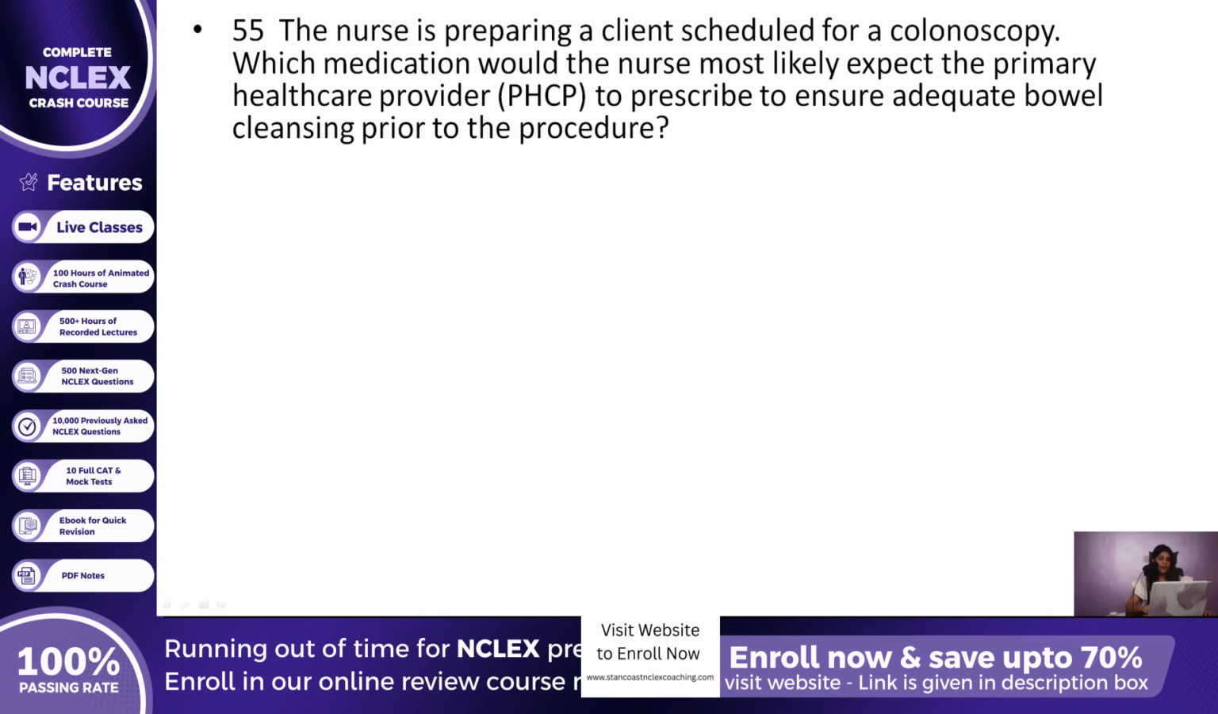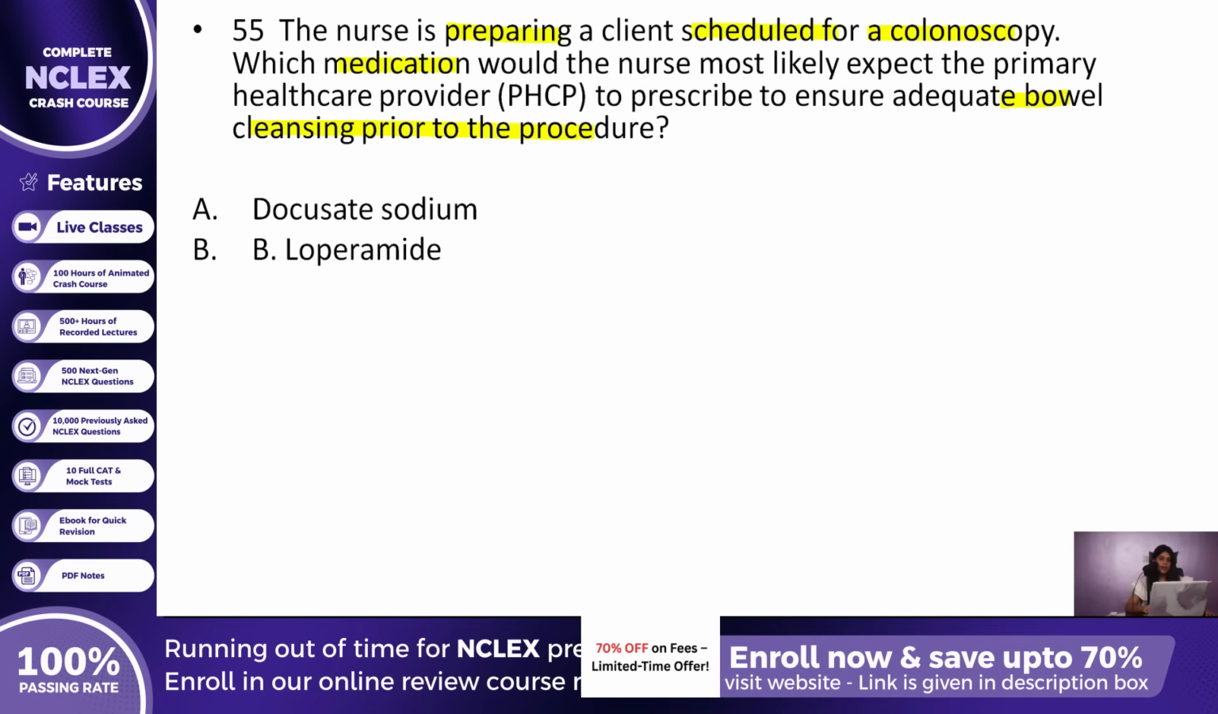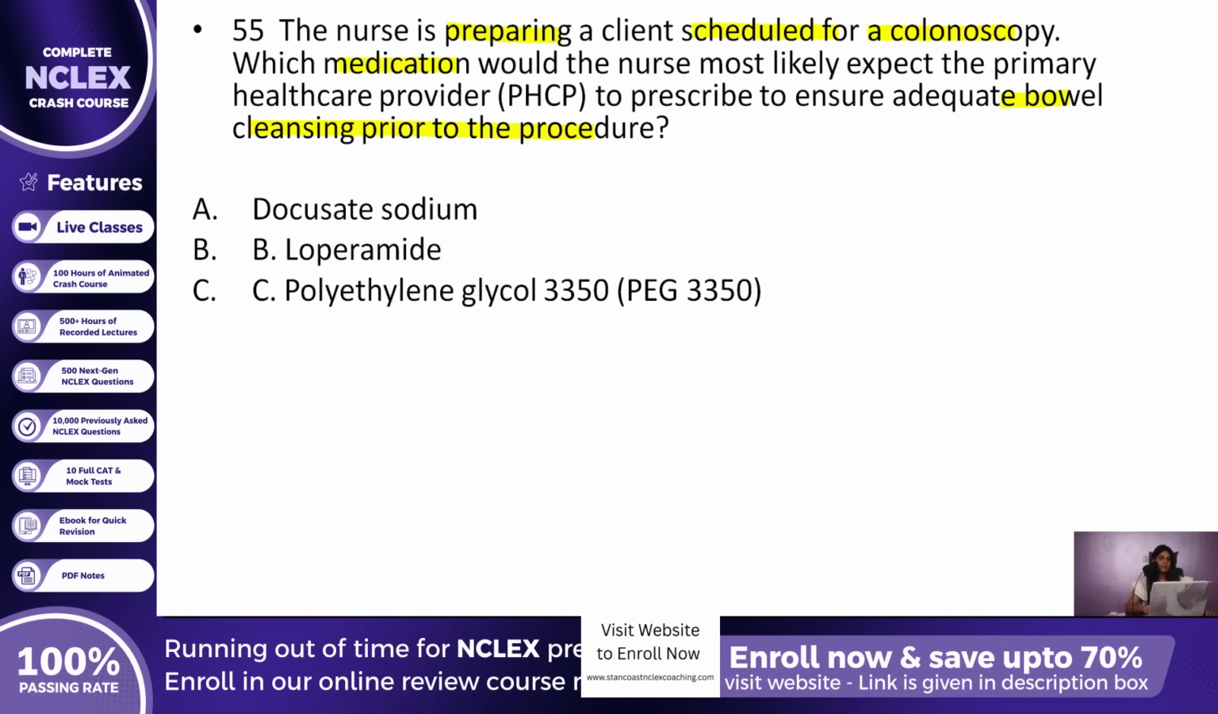Here's a question 55 related to pre-procedural care. The nurse is preparing a client scheduled for a colonoscopy and must consider which medication would most likely be prescribed to ensure complete bowel cleansing beforehand. The options are Option A, docusate sodium, Option B, loperamide, Option C, polyethylene glycol 3350, also known as PEG 3350, and Option D, famotidine. The correct answer is Option C, PEG.